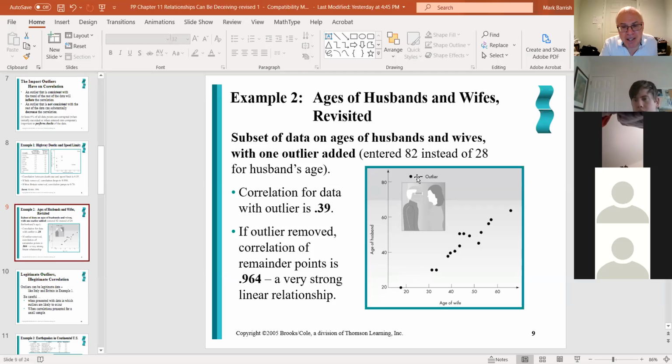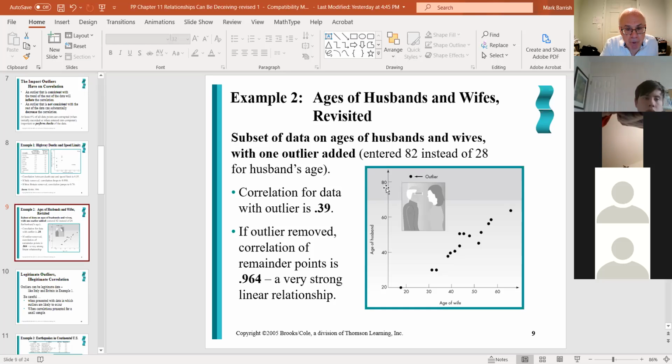Now, you might look at it and say, wait a minute. Maybe in Hollywood, or a situation where you're dealing with a billionaire or something, you would see a marriage like that. But most likely this is an error. So you check it out and you say, oh, the person entering this entered an 82 instead of a 28. All right. So what did that error do? Because this data point is all the way up here, that error dragged the correlation down to 0.39.